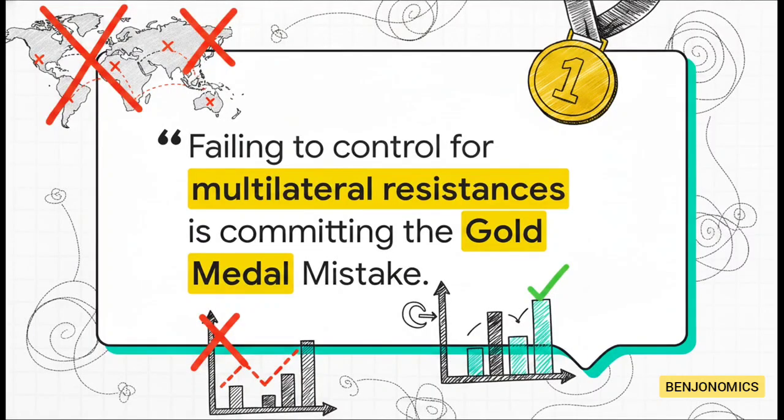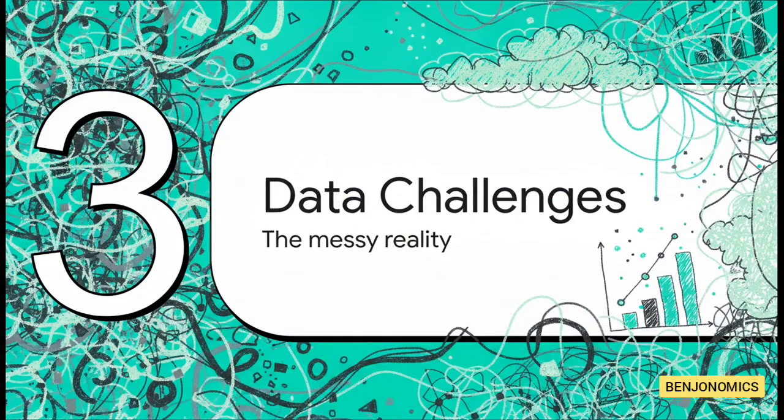This idea is so absolutely vital that economists Baldwin and Taglioni literally coined a phrase for ignoring it. Failing to control for multilateral resistances is committing the gold medal mistake. It's pretty much the ultimate statistical sin in empirical trade analysis. If you forget to include this invisible metric of global market access, all of your bilateral trade data is going to be fundamentally biased. Now, while the theory is elegant, the real-world data policymakers have to use is a total mess. Section 3, Real-World Data Challenges.